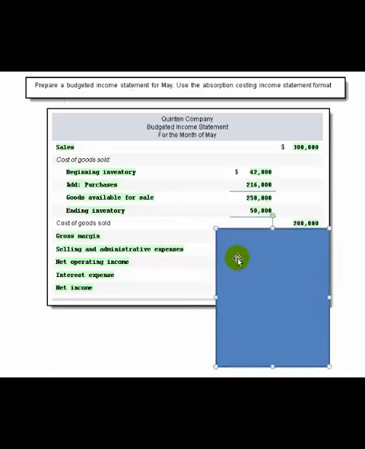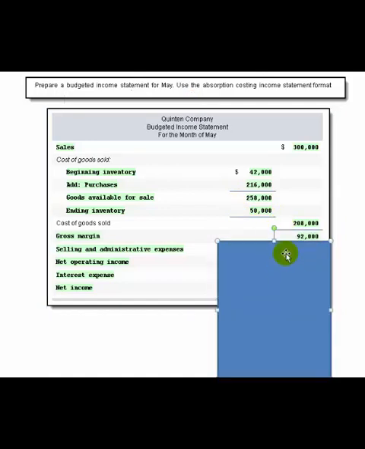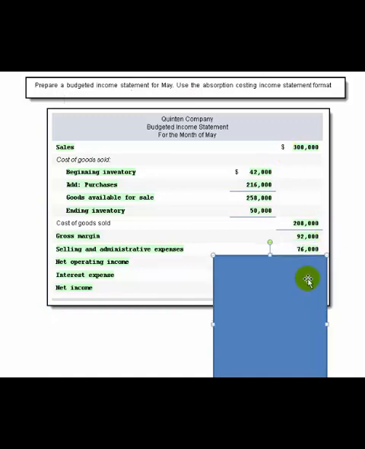We subtract, and then of course once we take goods available less ending inventory, we're able to compute cost of goods sold. Subtract cost of goods sold from sales, and you get gross margin. Slide this down. They told us we were going to have total cost of selling and administrative expenses of $76,000. Keep in mind at this point depreciation is included in the income statement.